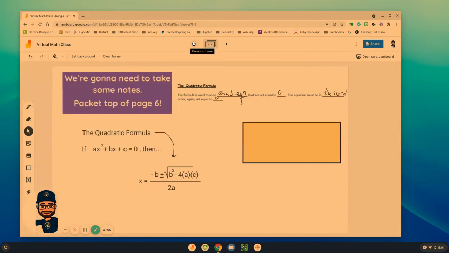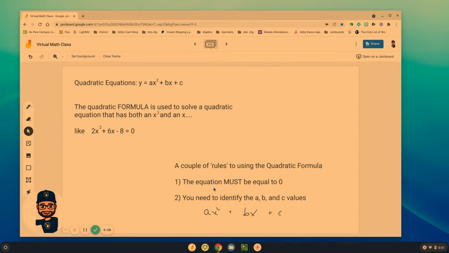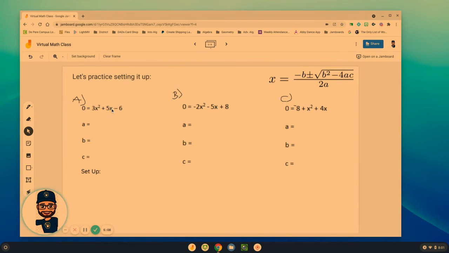So as you remember, and I'm going to go back 2 slides. First thing, is the equation equal to 0? That's the first thing we always want to check. Second, what is A, B, and C? Are they in the right order? And so here's our first example, letter A. I would write this down. I have a couple of examples for you to go back and look at. A says 0 equals 3x squared plus 5x minus 6. Number 1, is it set equal to 0? Yes. Number 2, is it in descending order? The ax squared, bx, and c, and it certainly is.